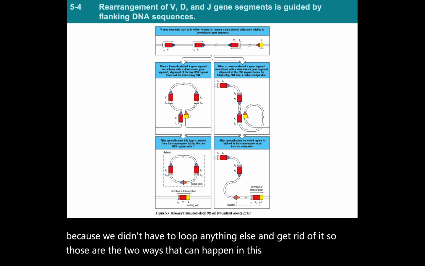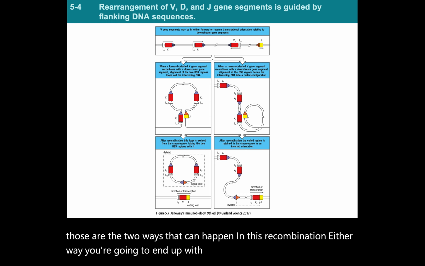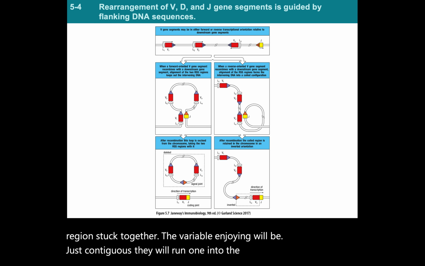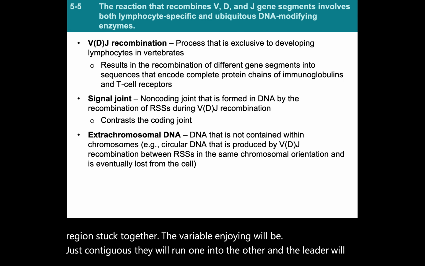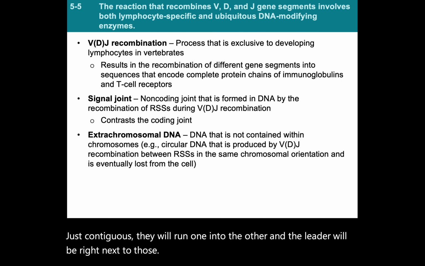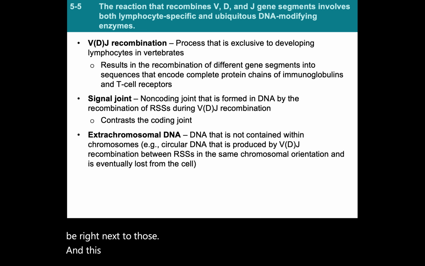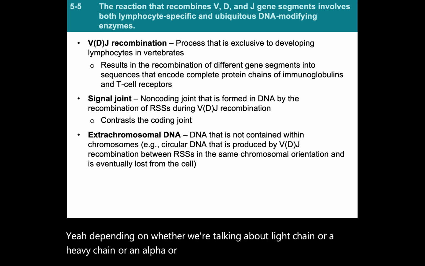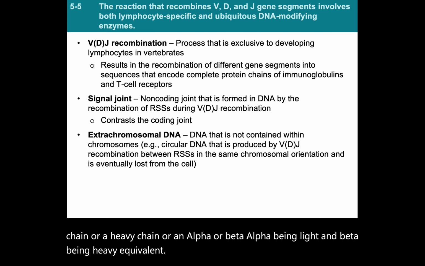Either way, you're going to end up with a leader, a variable, and a join region stuck together. The variable and join will be just contiguous. They will run one into the other, and the leader will be right next to those. And this process is called VDJ recombination or VJ recombination, depending on whether we're talking about a light chain or a heavy chain, or an alpha or a beta. Alpha being light and beta being heavy. Equivalent. That's the process.